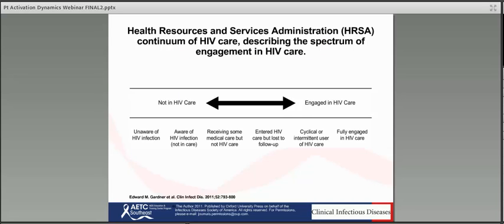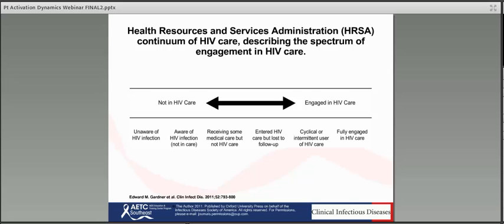This is another visual image that I really like because it shows, this is from HRSA, it looks at how do we look at the spectrum of engagement in care. And we go from those folks who are not in care to those folks who are very engaged in care. And that is a huge span.